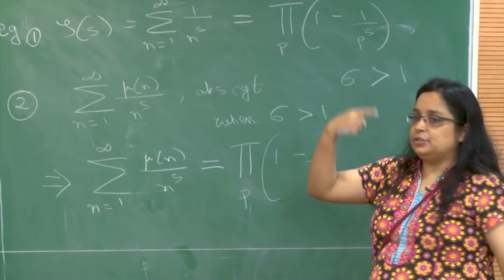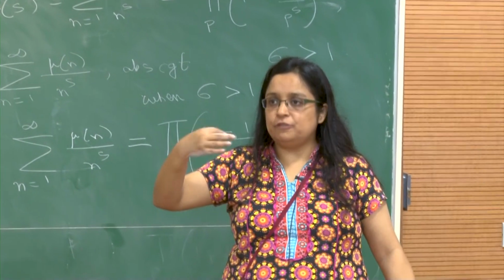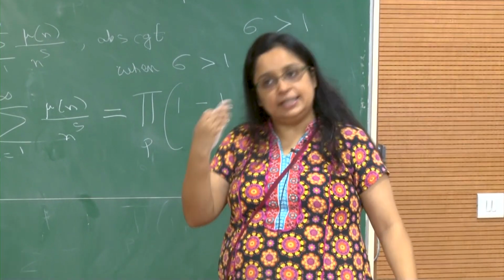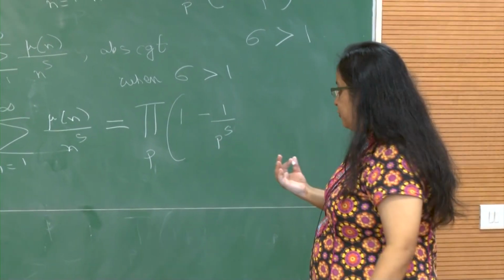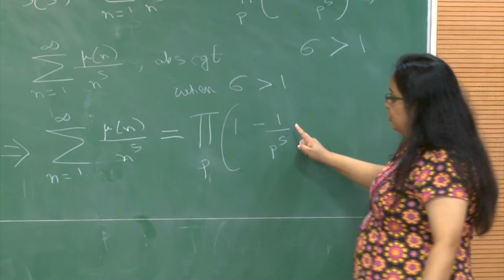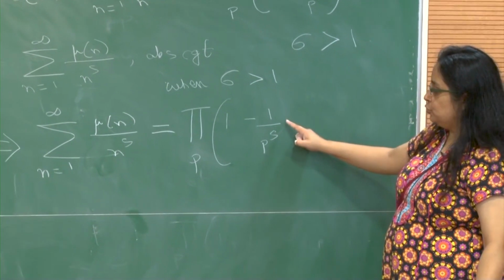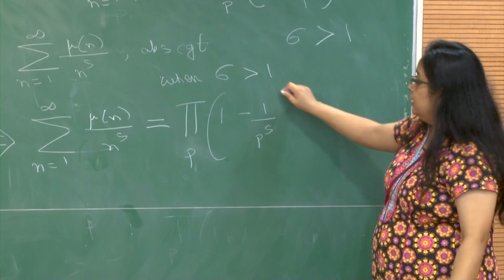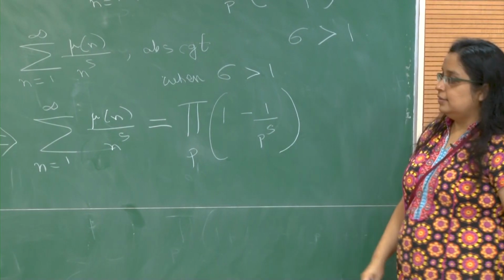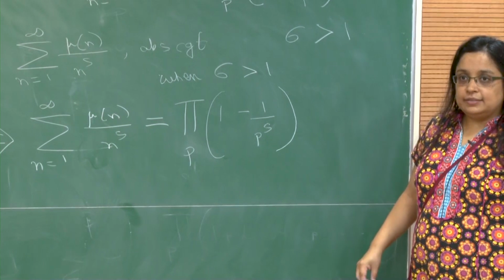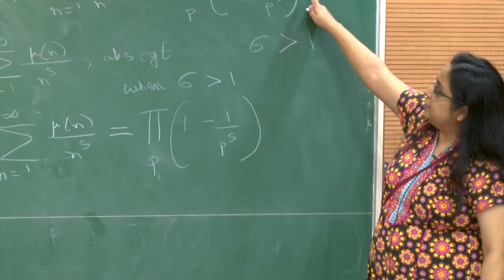What is mu of p square? Mu of p cube, mu of p to the a for any a greater than 1, it is just 0 by the definition of the Mobius function. Therefore, the Euler factor does not go beyond the first term. This is your Euler factor. And how do you compare it with the one that you obtained above?